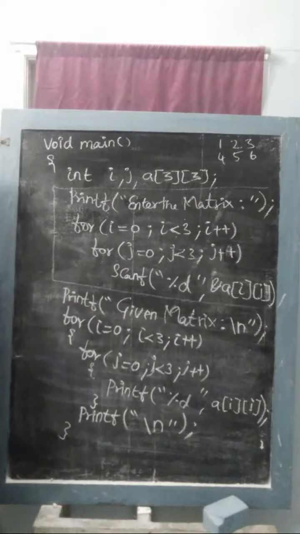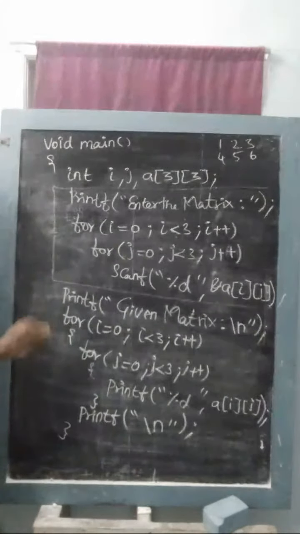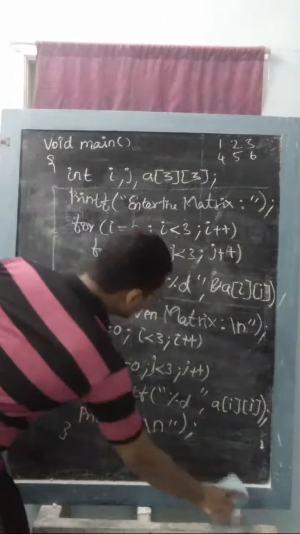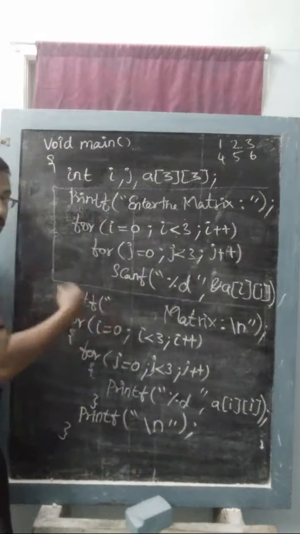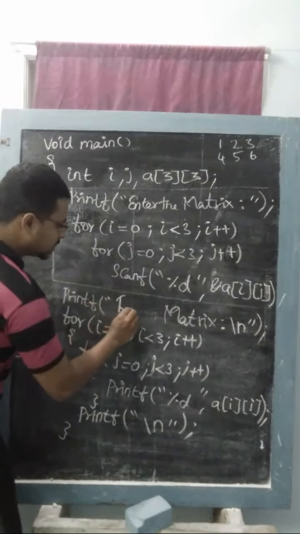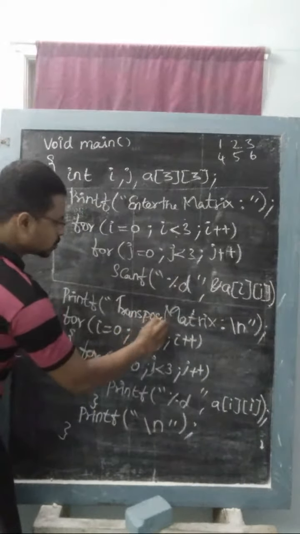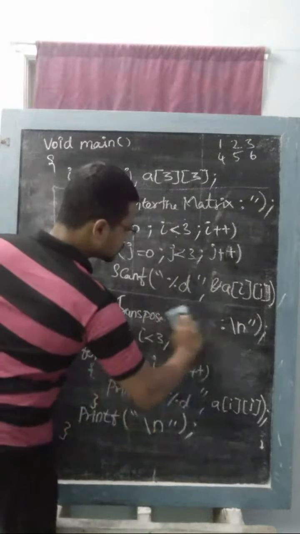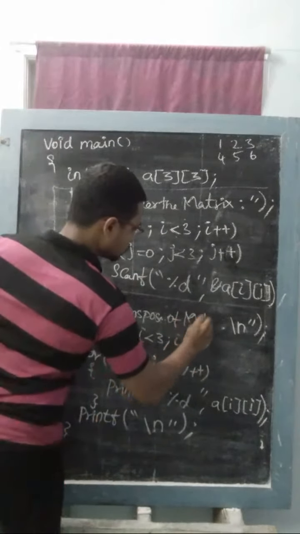So this is the given matrix, and one more part we need to add. We didn't complete the program. I'm converting the program into the transpose of matrix. You just make it like that, you just complete it. Transpose of matrix.